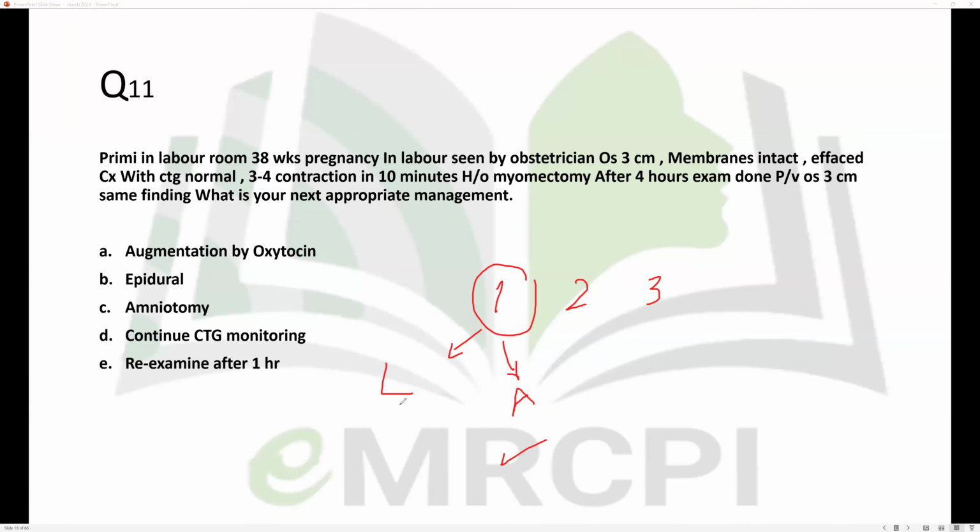In the latent phase, the patient is still in the preceding labor, right? So what care can I provide for a patient who is still in the latent phase? Can I give any support to her? Can I give a painkiller?